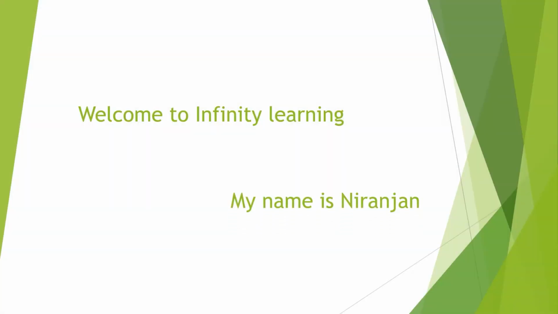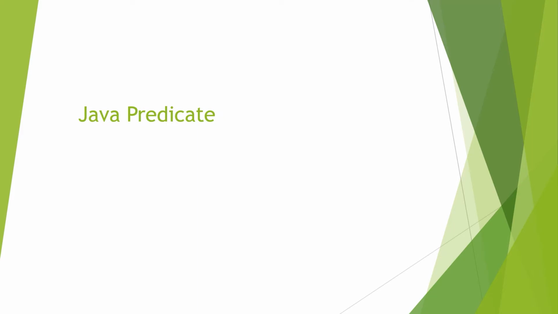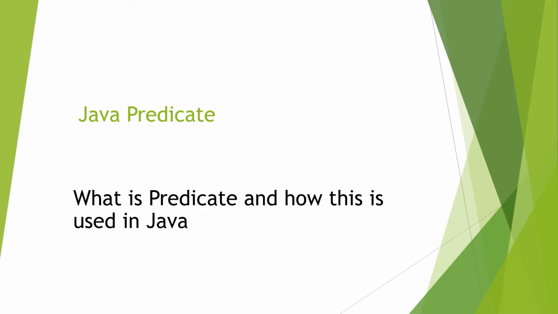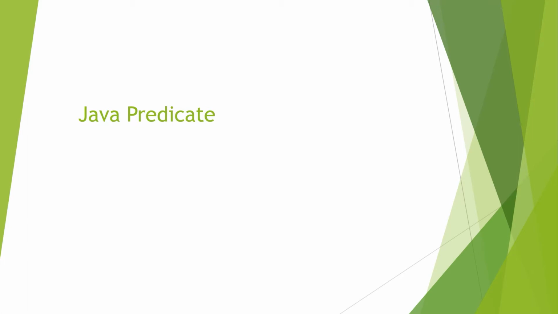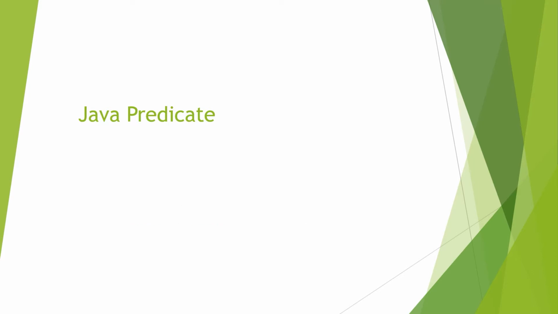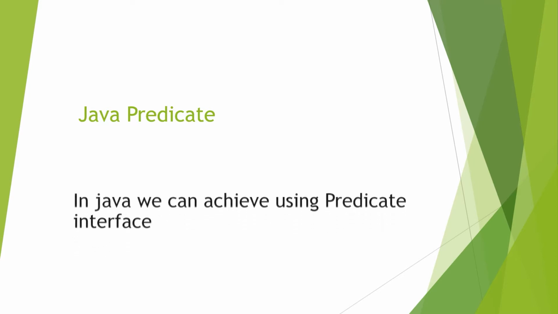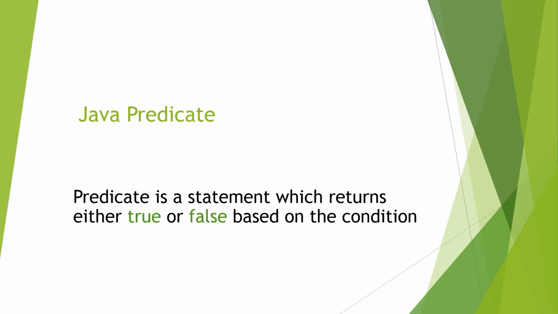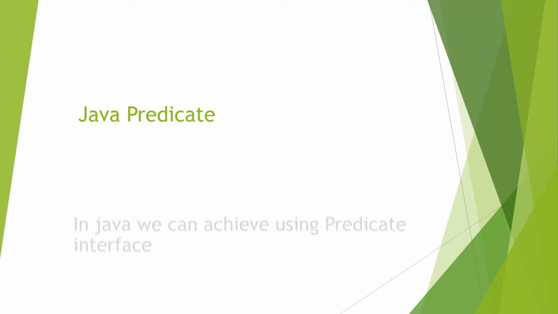My name is Niranjan. Today, let's look at what is Java Predicate and how this is used in Java. Predicate is a statement which returns either true or false based on some conditions. It is also a single argument method which returns true or false for some conditions.